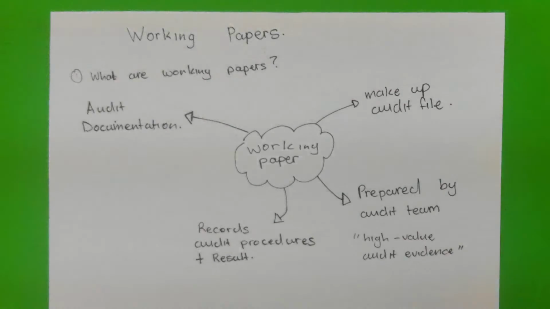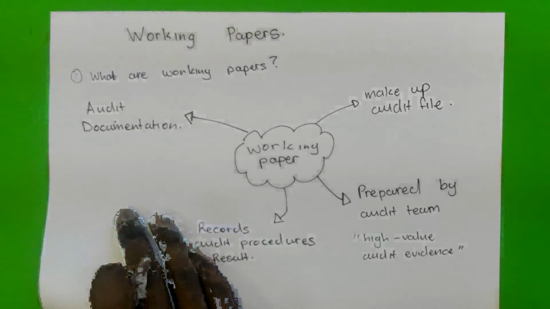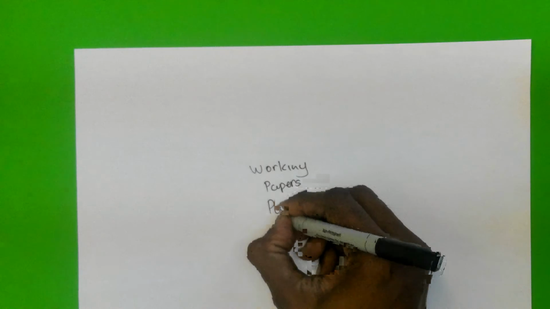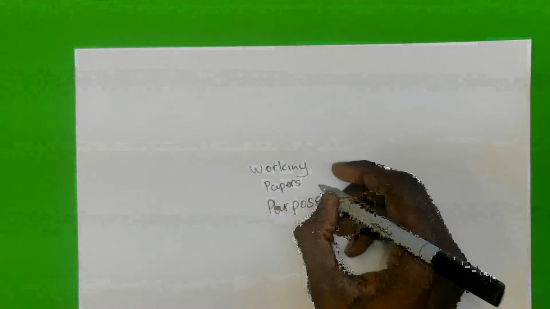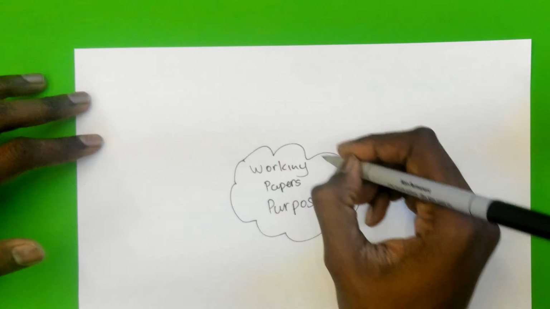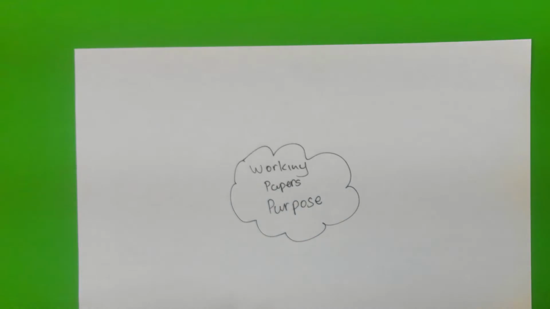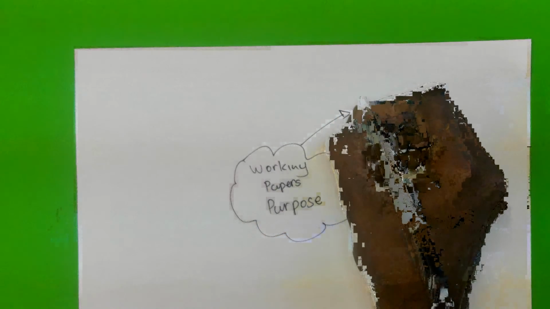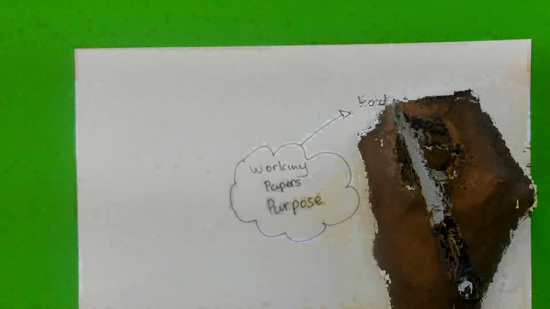Then let's talk a little bit about the purpose of the audit working paper. So I'm going to remove this one. The purpose of audit working papers: we touched on it already a little bit, but basically the audit working paper holds all of our audit evidence, right?